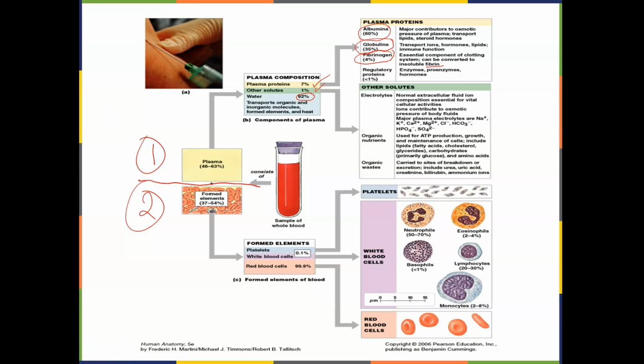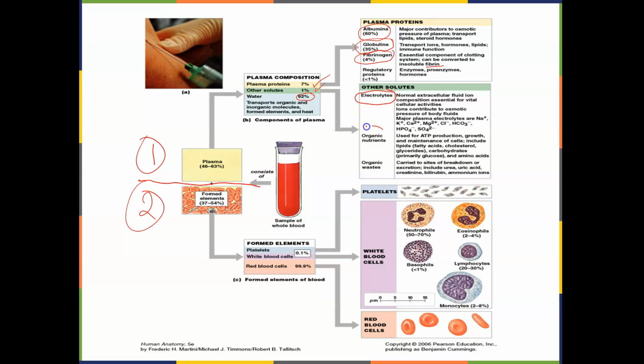As far as the other solutes, we have our electrolytes, mostly salts, things like potassium, calcium, sodium, and so forth. There's also, sometimes, chloride and stuff like that. These are just basically items that are around for regular cellular functioning.